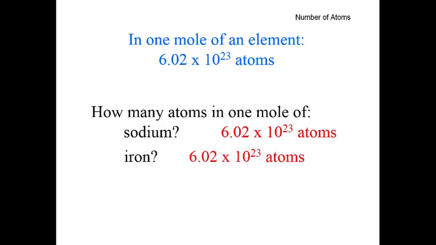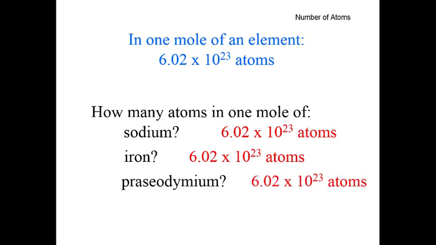How many atoms are in 1 mole of iron? 6.02 times 10 to the 23rd atoms. What about praseodymium? We don't even need to know where the element lies on the periodic table. The answer is always 6.02 times 10 to the 23rd atoms.